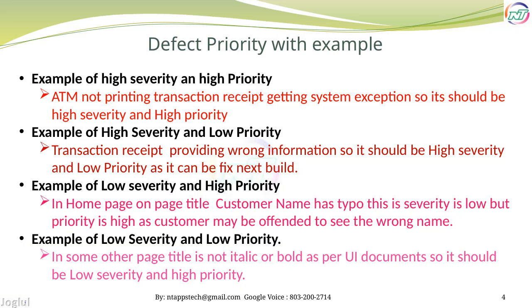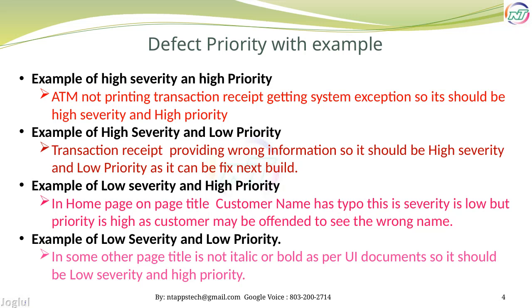When we talk about defect priority and severity, it's important to understand how they differ and how both influence handling issues in testing. For example, if an ATM is not printing transaction receipts and throws a system exception, that's a high severity defect because it breaks a core function, and it also has high priority since it needs immediate fixing.